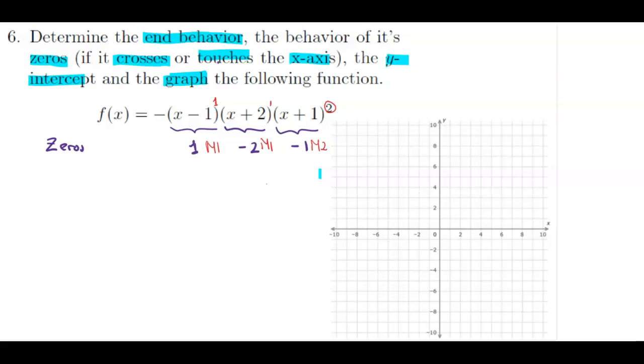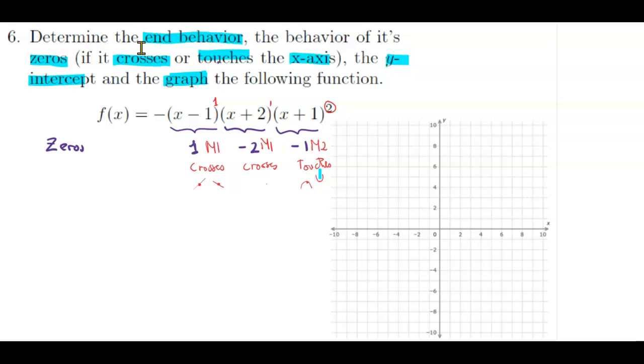So according to the multiplicity, if the multiplicity is odd, then it's crossing. So it's going to cross at 1, it's going to cross at minus 2, and it's going to be touching only at minus 1. Crossing could be either this way or this way, going upward or downward, and touching means you're going to bounce this way or bounce this way on the zeros, keeping in consideration that zeros are the dot points.